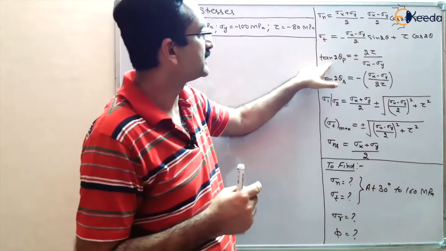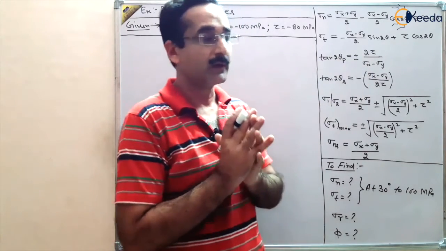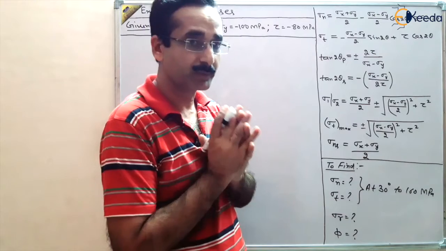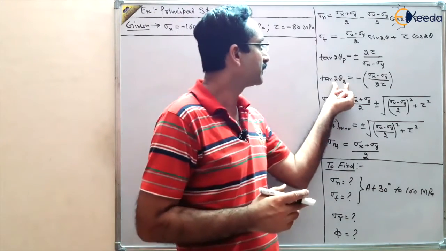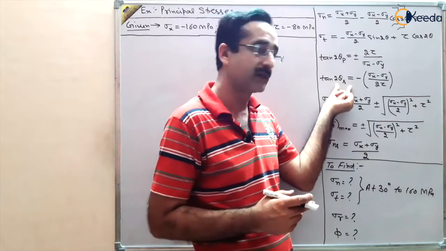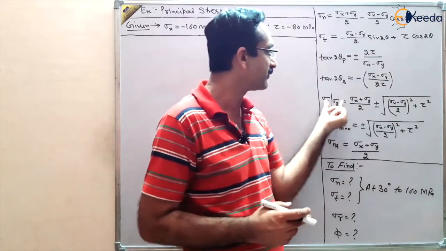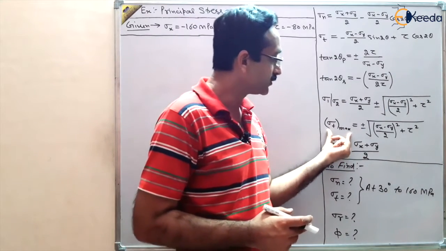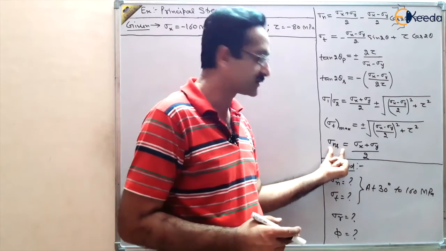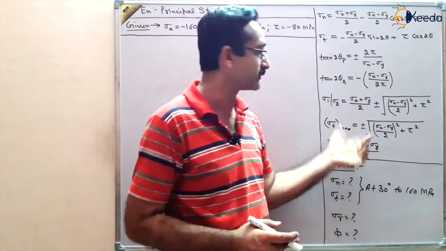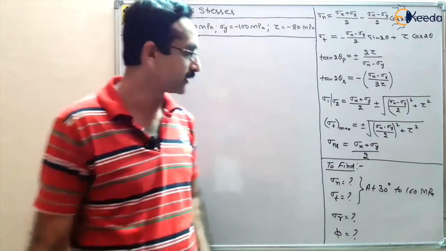Theta p is the principal plane, the formula for the principal plane, the plane where the maximum and minimum stresses are acting. The plane where maximum shear stress is acting is theta s. What is the magnitude of the maximum and minimum stresses? Principal stresses, sigma 1, sigma 2. What is the magnitude of maximum shear stress? This is the formula. And the normal stress at the plane of maximum shear stress. So these formulas will be used ready-made in our calculation, right?